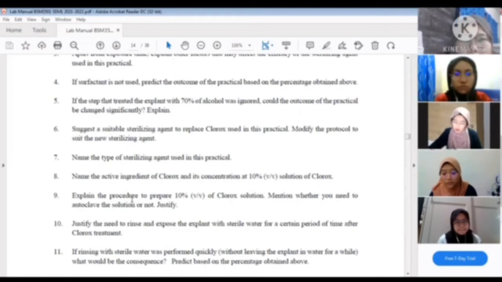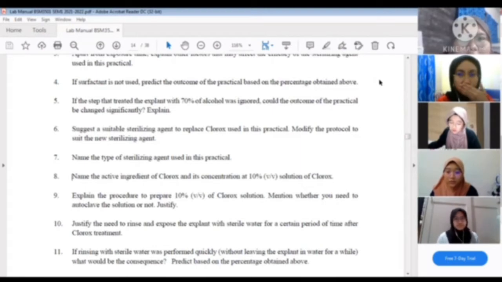Anyone want to add their point? I think the explant has to be rinsed because we can maintain the explant in the aseptic condition and prevent the reintroduction of contaminating microbes. Anyone else? No? Okay.